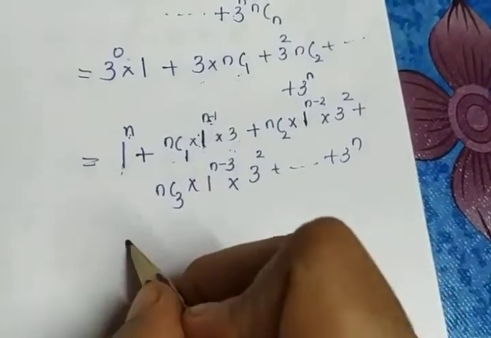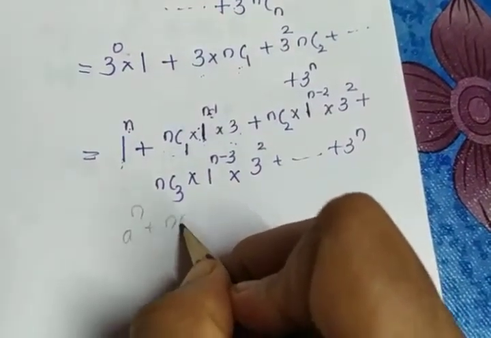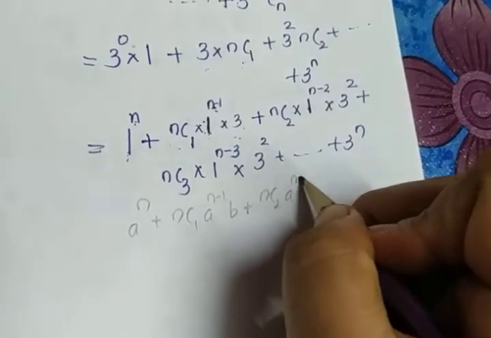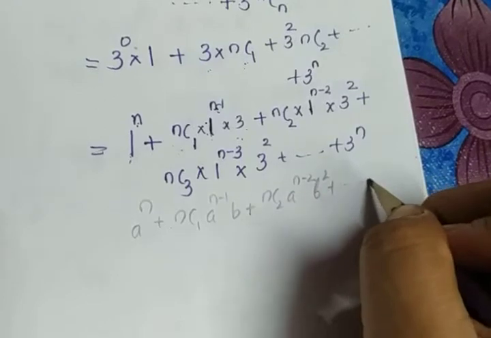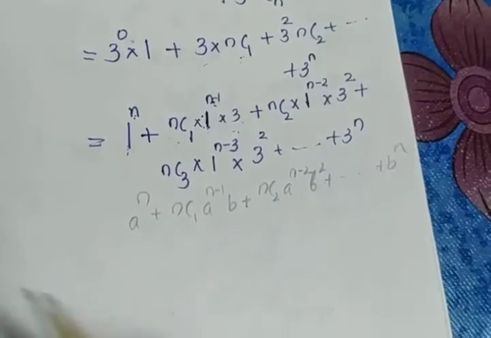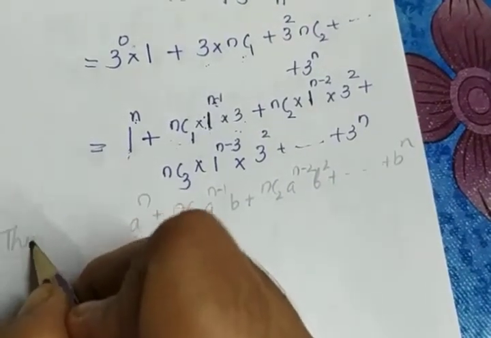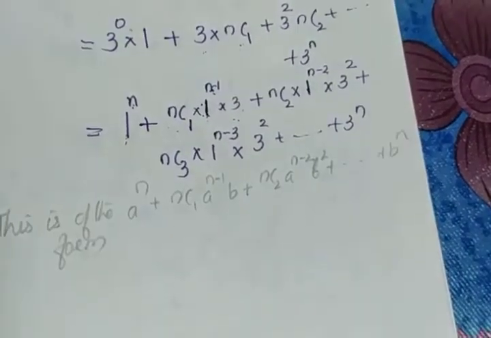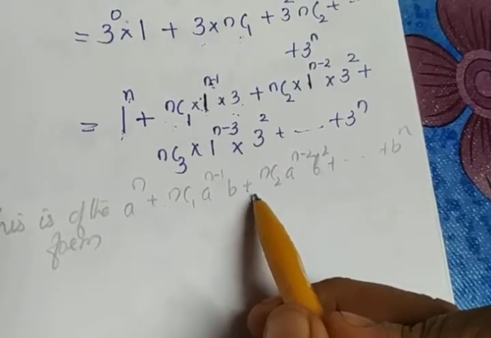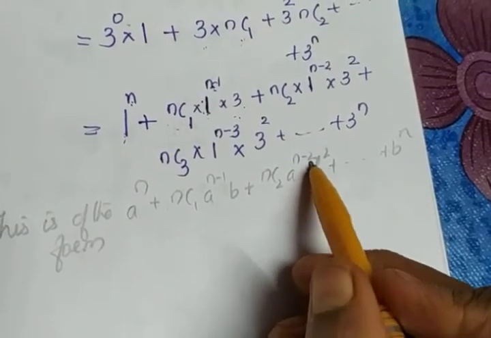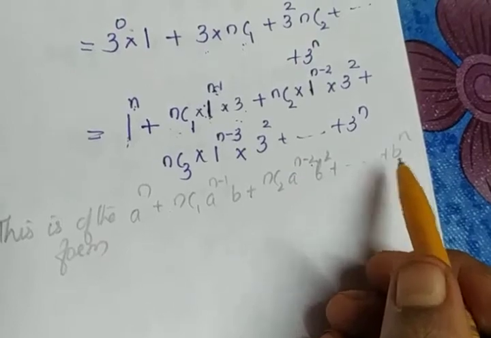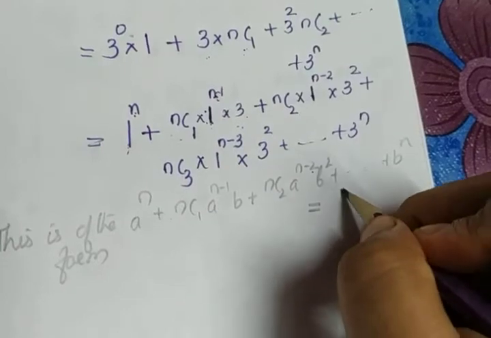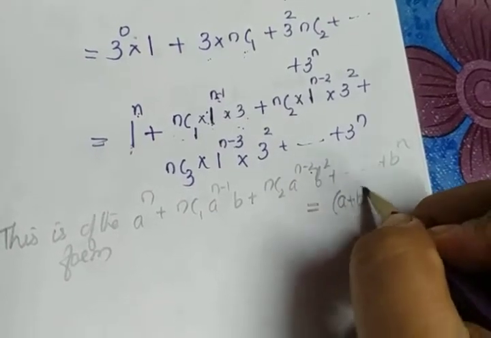Now this looks like the form a raised to n plus nC1 a raised to n minus 1 b plus nC2 a raised to n minus 2 b square plus etc. plus b raised to n, isn't it? This expression is of the form a raised to n plus nC1 into a raised to n minus 1 b plus nC2 into a raised to n minus 2 into b square plus etc. b raised to n. And we know that this is the expansion of our binomial theorem, and we can write it as a plus b whole raised to n.